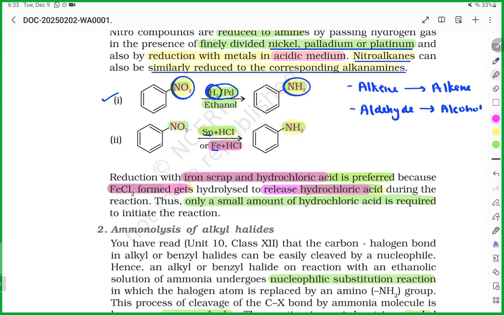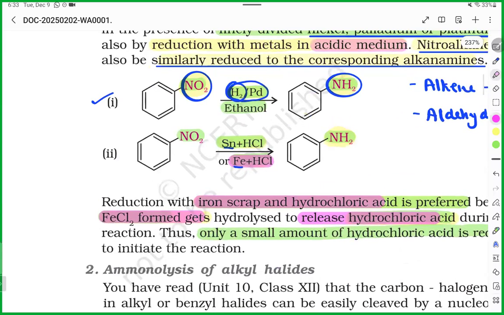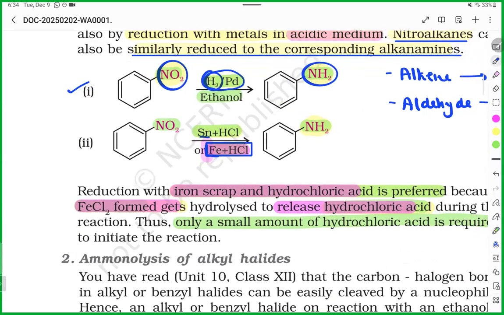Why? Because FeCl2 is formed when Fe and HCl react with each other, and when again you add water, HCl is released and the same thing will happen. You are utilizing HCl, you are releasing HCl, so it will be a constantly consuming reaction, and a faster reaction will proceed. It will consume a lesser amount of hydrochloric acid. It is like the contact process.